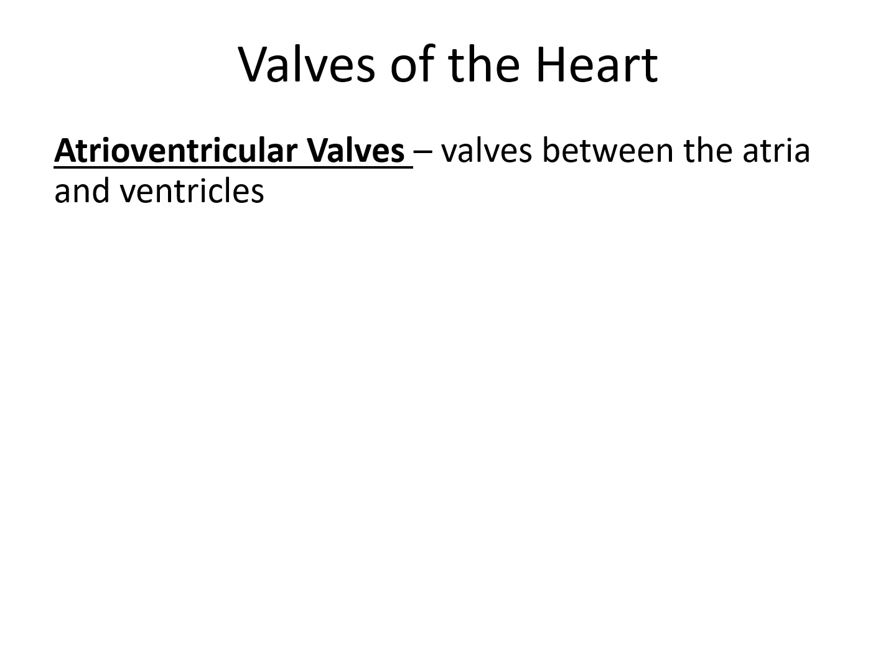So now let's talk about the valves of the heart. We have 4 chambers of the heart and we have 4 valves. And we have 2 sets of valves. So our first type of valve is called an atrioventricular valve. And this is between the atria and the ventricles.